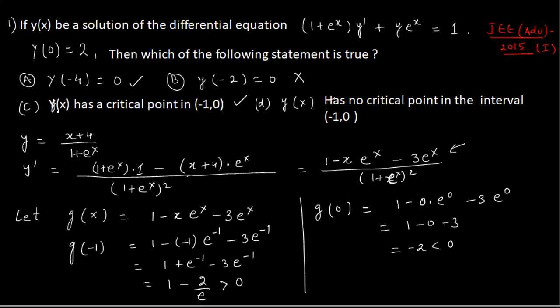And since we are saying y(x) has a critical point in the interval -1 to 0, it means the option saying y(x) has no critical point in this interval -1 to 0 is not correct. So in this question, basically, the first and second last options are correct, and the second and fourth options are not correct. Let us see one more example.